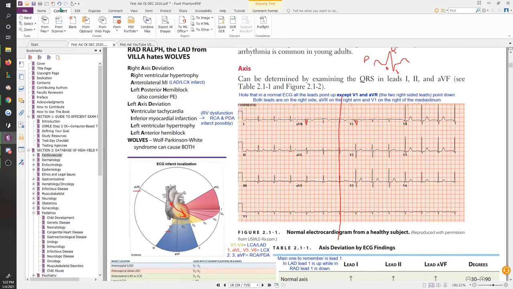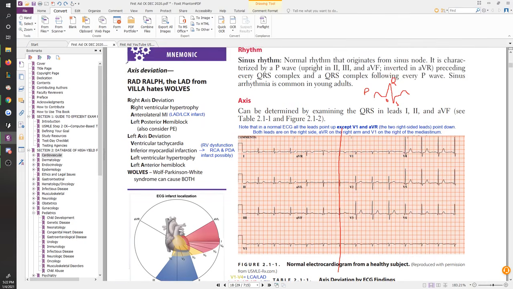So that's the basic understanding of why some of these lines even point up and down, and you'll never have to really memorize that because you'll know that now. You'll know that the lines are only pointing up and down based off of whether or not the electricity is actually traveling towards the lead, right? For AVR and V1, those leads are on the right side and the electricity is traveling away from them, so those leads point downwards.